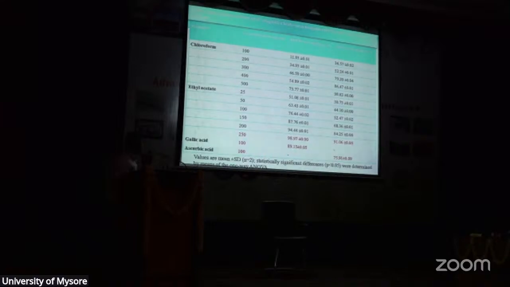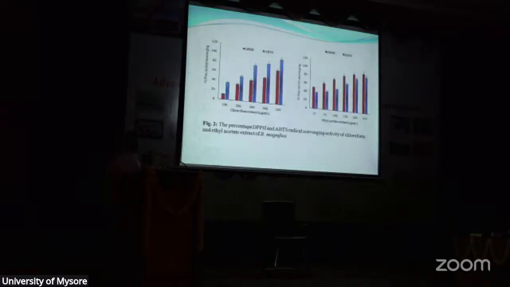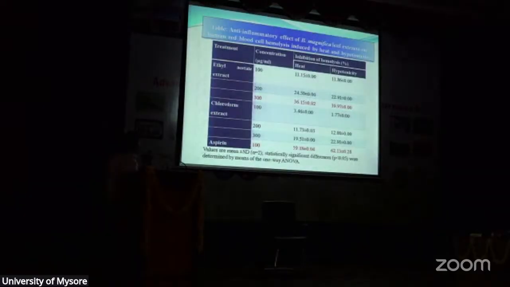In the case of ascorbic acid, it shows 75.1191% of ABTS scavenging. So it shows good antioxidant activity. The anti-inflammatory activity of Bignonia magnifica leaf extract, assessed by heat and hypotonic induced hemolysis, shows moderate anti-inflammatory activity.